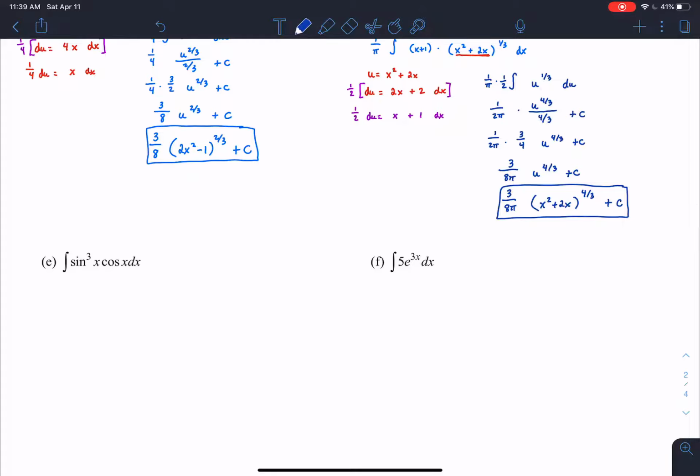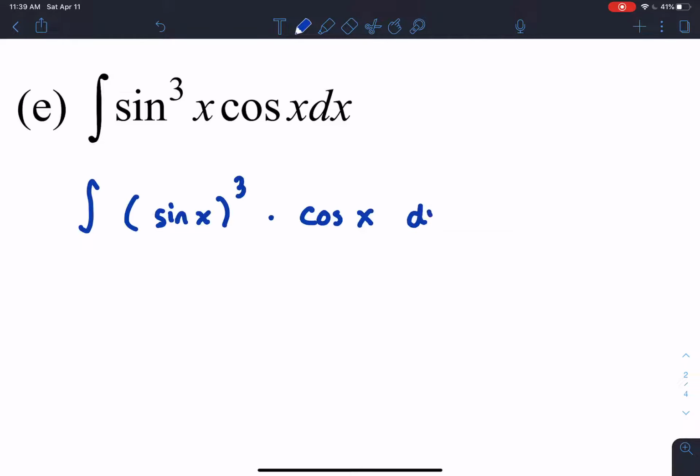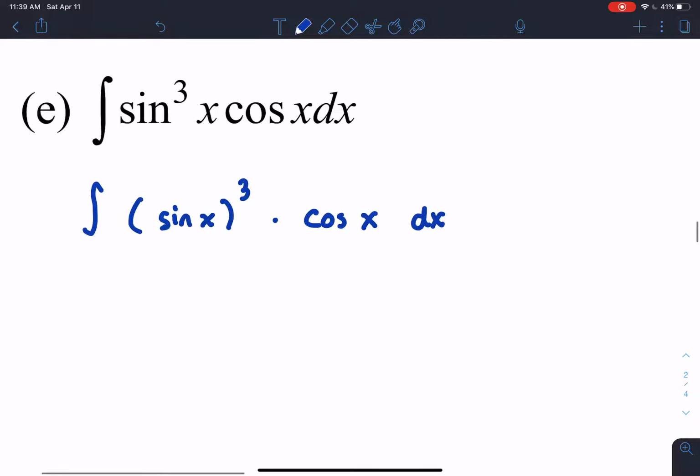Okay, so for letter E now, this is sine cubed times cosine of x dx. One way you can rewrite this is make this sine of x cubed times cosine of x. Sine of x cubed is the same thing as sine cubed of x. It's just rewriting it in a different way.